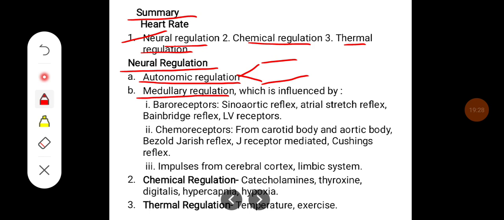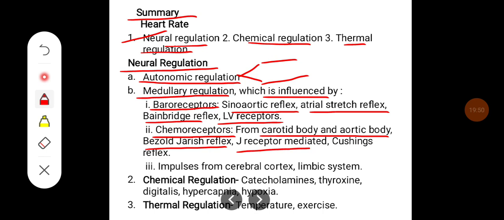Medullary regulating centers are influenced by baroreceptors like sino-aortic reflex, aortic atrial stretch reflex, Bainbridge reflex, and left ventricular receptors, and they are also affected by the chemoreceptors from the carotid body and aortic body, Bezold-Jarisch reflex, J receptor mediated reflex and Cushing's reflex. They are also affected by the impulses from cerebral cortex and limbic system.